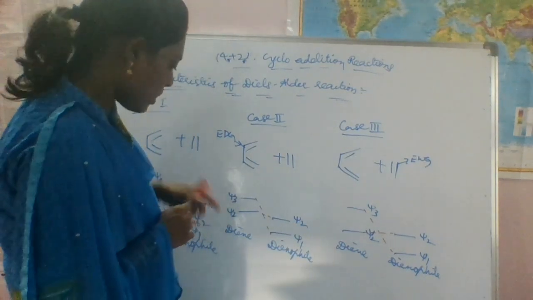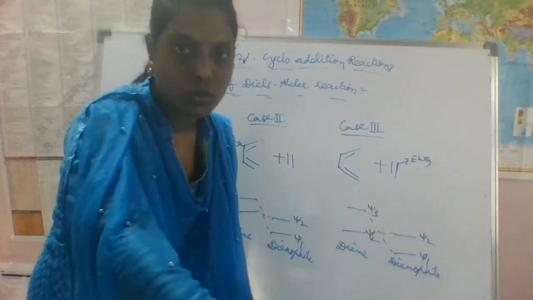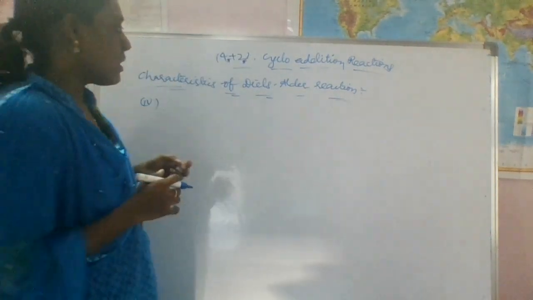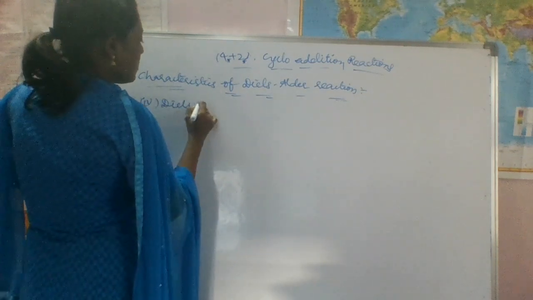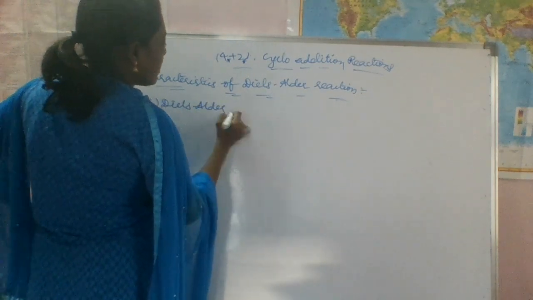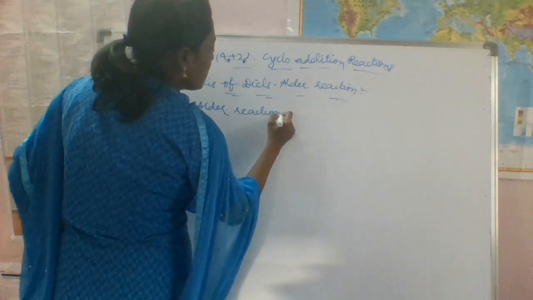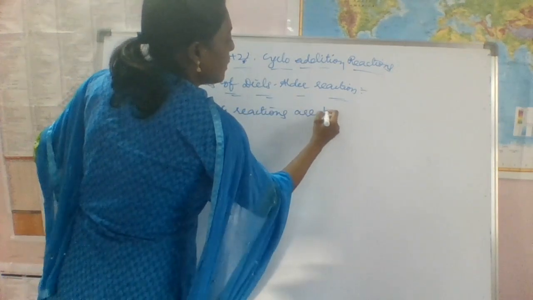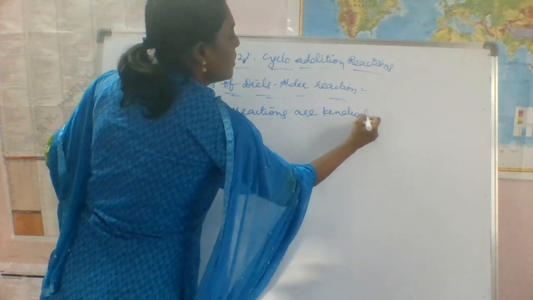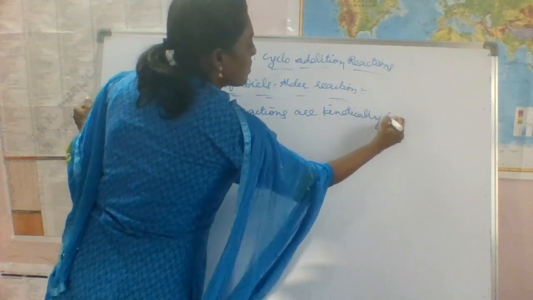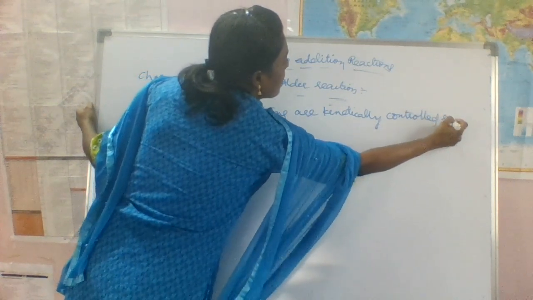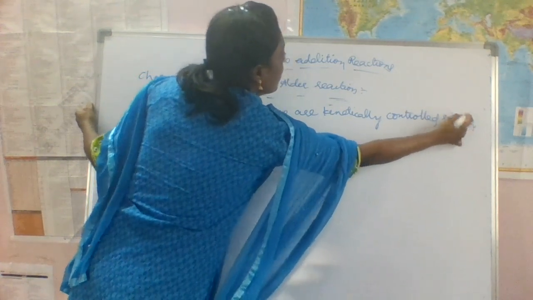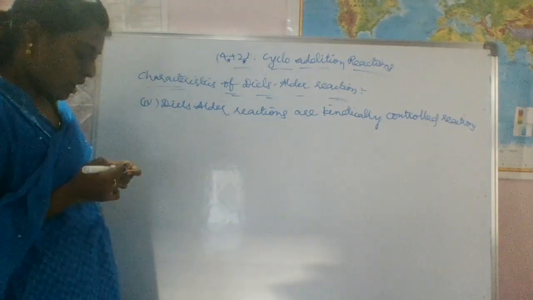And what is the fourth one? Let's see the fourth condition. Diels-Alder reactions are kinetically controlled reactions.